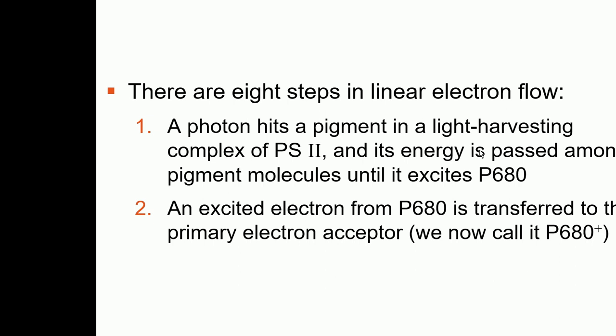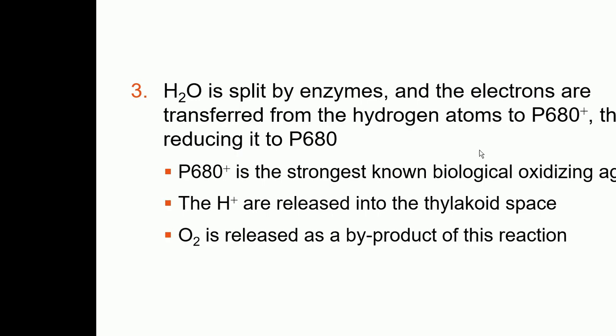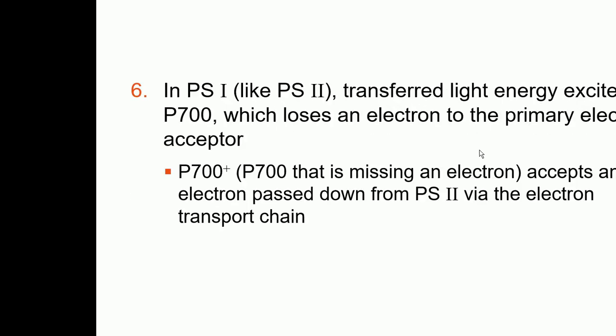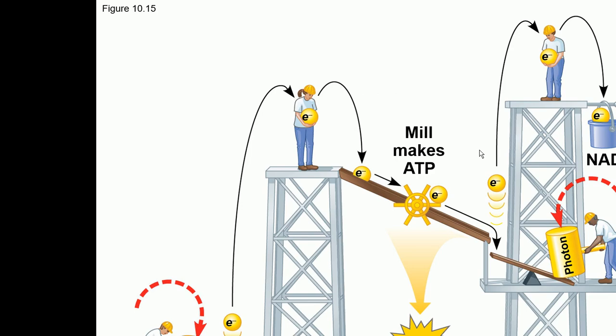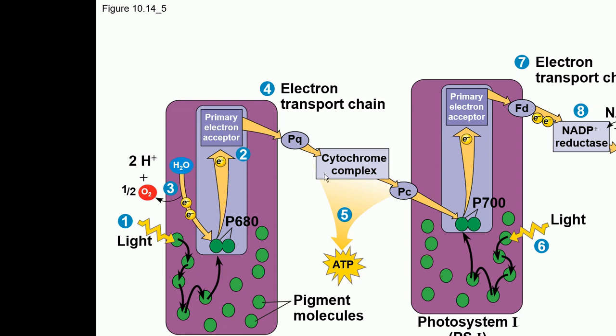So let's talk from here. This is basically the linear electron flow. There are two photosystems involved, photosystem 2 and photosystem 1. I just explained what photosystems are. In between these two photosystems, there is an electron transport chain. We have already covered the electron transport chain in chapter number 9 about cellular respiration. What is the electron transport chain?